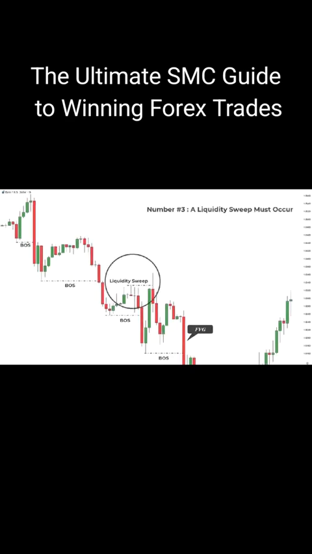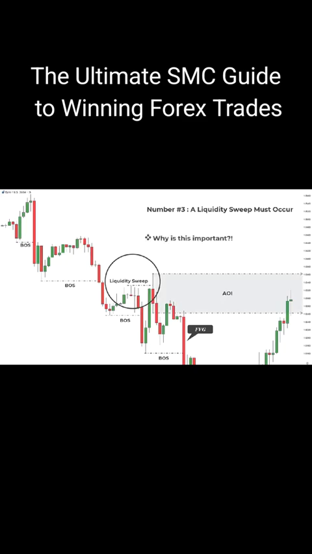Number 3. A liquidity sweep must occur. The third rule is that we need to see a liquidity sweep, either buy side or sell side. On the chart, we can clearly see that the price swept liquidity above a previous high and then quickly dropped back below it. That's our liquidity sweep pattern. This also creates a new supply zone, giving us a solid reason to consider going short.